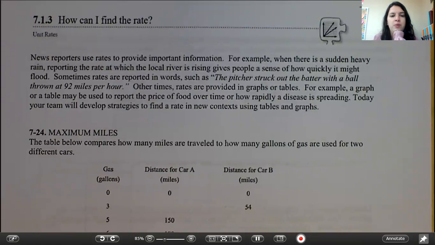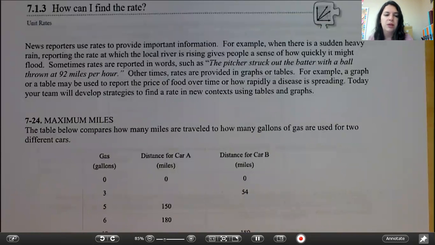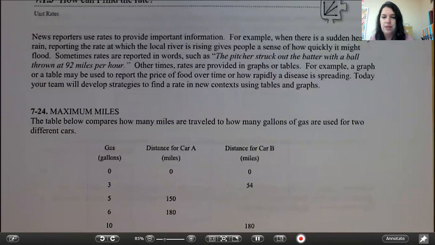Sometimes rates are reported in words, such as, the pitcher struck out the batter with a ball thrown at 92 miles per hour. Other times, rates are provided in graphs or tables. For example, a graph or table may be used to report the price of food over time or how rapidly a disease is spreading. Today, your team will develop strategies to find a rate in new contexts using tables and graphs.